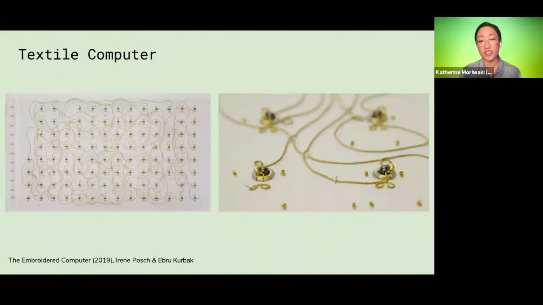This is by Irene Posh and Ebru Kurbach. This is actually a functioning computer entirely embroidered with gold threading, using electromagnets to represent the bits of data that a computer records. And so functionally speaking, this tapestry or embroidered length of textile functions in the same way that a computer does.